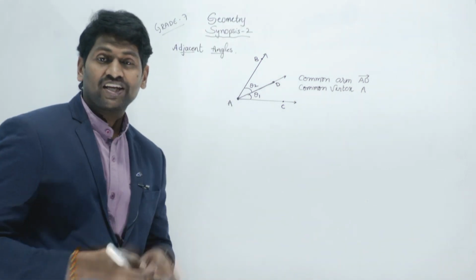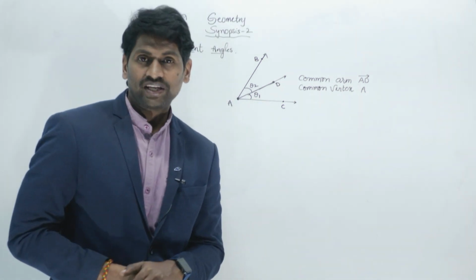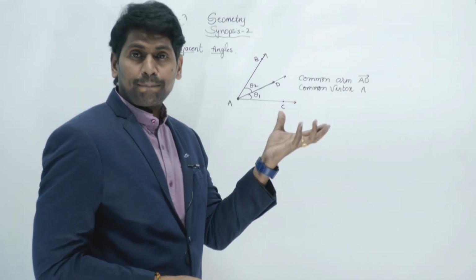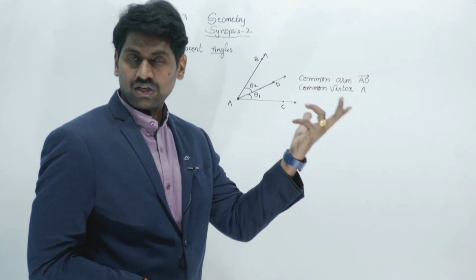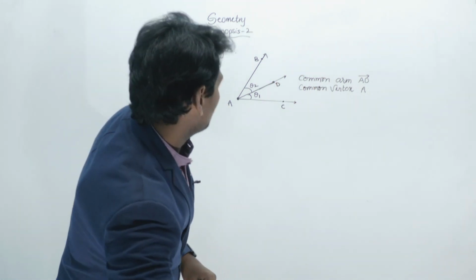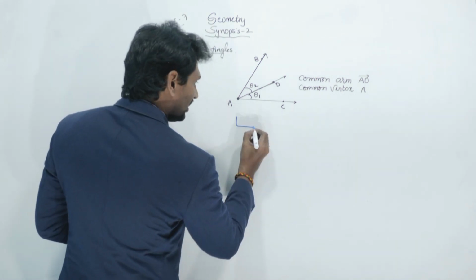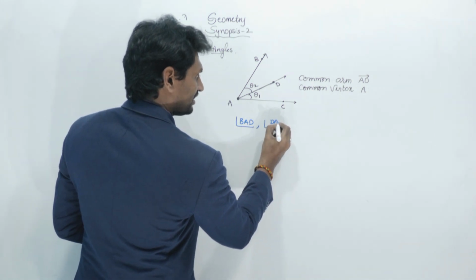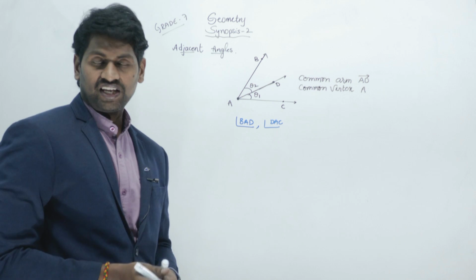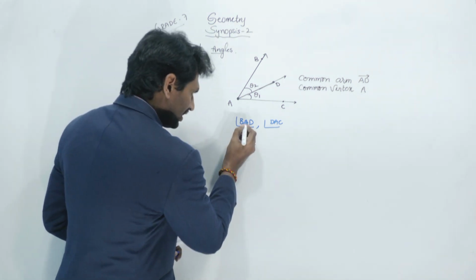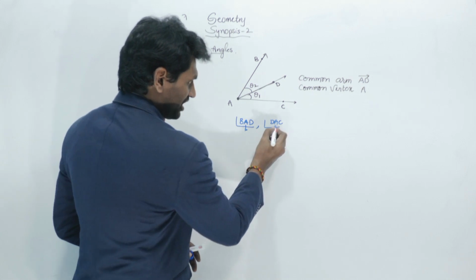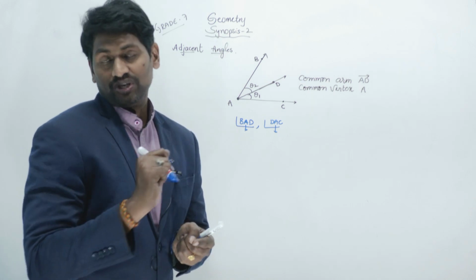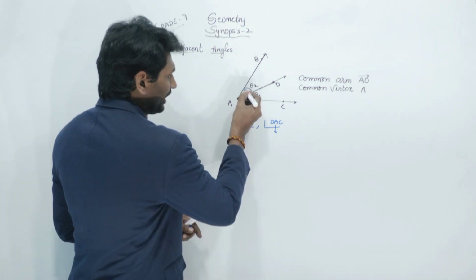So two angles having a common arm and a common vertex, the two angles are called adjacent angles. Okay? Right. That means here angle BAD and angle DAC are called adjacent angles. Now here you should remember that A is the middle letter. That means it indicates where the angle is exactly located. That means the angle is forming at letter A.